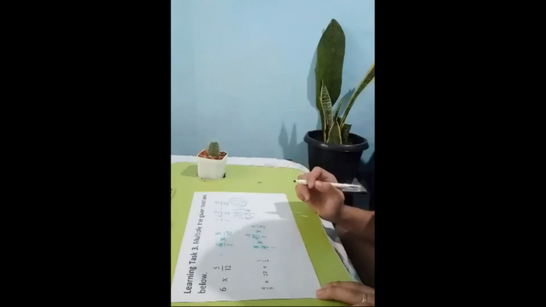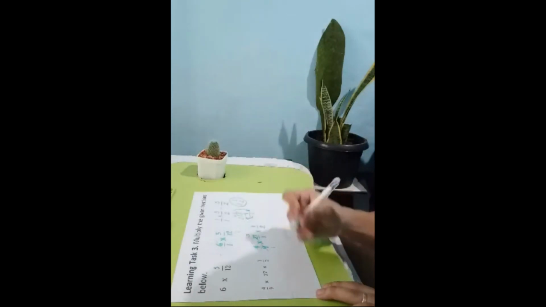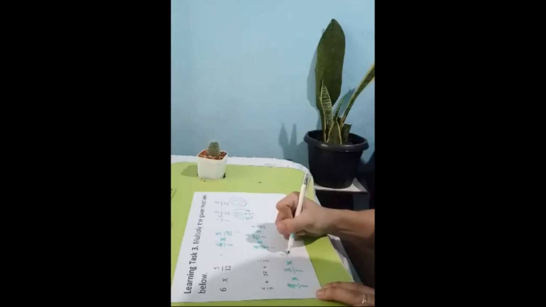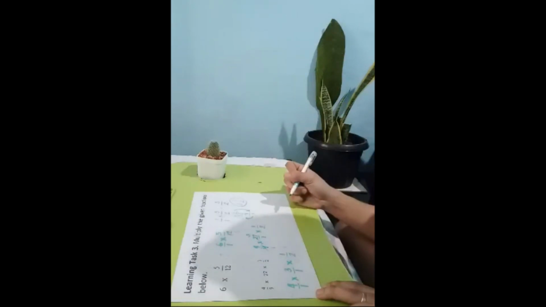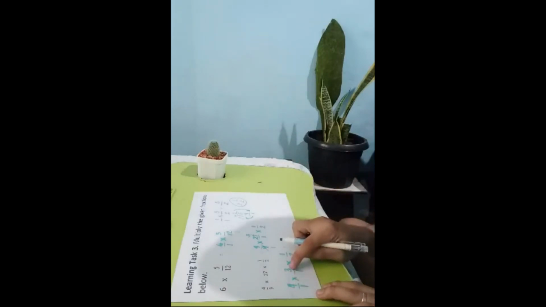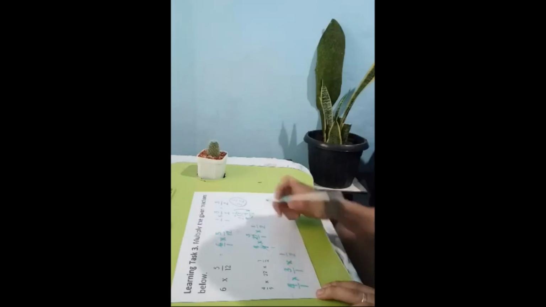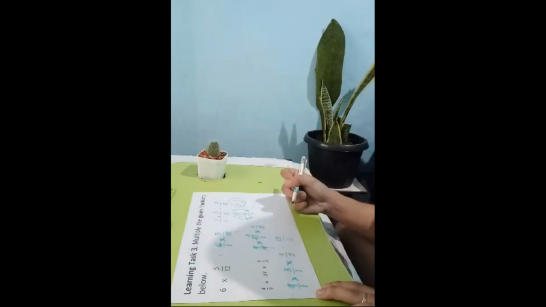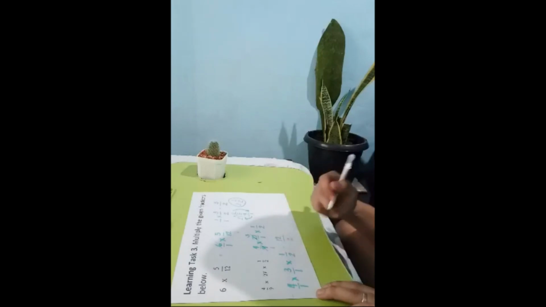So kung i-rewrite natin ng panibago ang ating fractions, meron tayong 4 over 1 multiply by 3 over 1 multiply by 1 half. Then we are going to apply direct multiplication. Kahit tatlo yan, kayang-kaya nyo yan. We have 4 times 3, you have 12. Times 1, you have 12. Over 1 times 1 is 1. Times 2, you have 2. Very good.